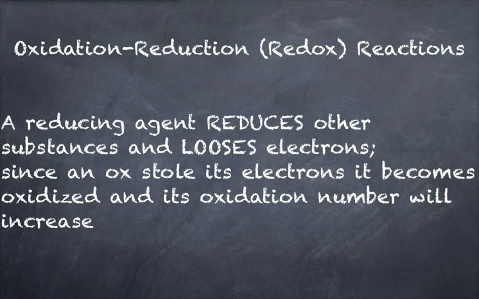So let's look at this just a minute. This may help you, and I'd like you to copy this down, even if you have to pause the tape to do it. A reducing agent reduces other substances and loses electrons. Since it lost its electrons, it becomes oxidized, and its oxidation number will increase.